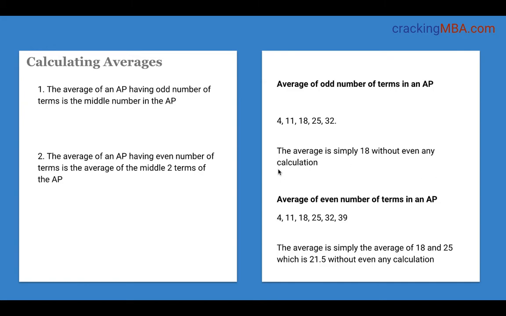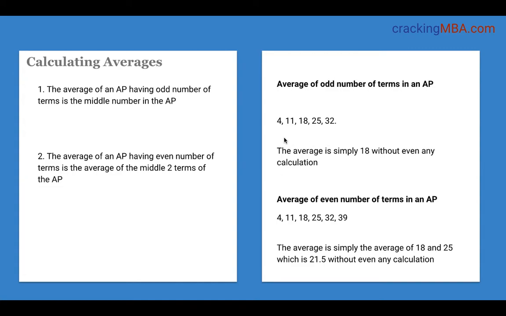Now how do we apply this arithmetic mean concept? We typically use it in the concept of averages. So imagine if you have an arithmetic progression, you can directly and simply calculate the average just by observation. We don't need to even put our pen on paper. Okay, let us see how we can do that.